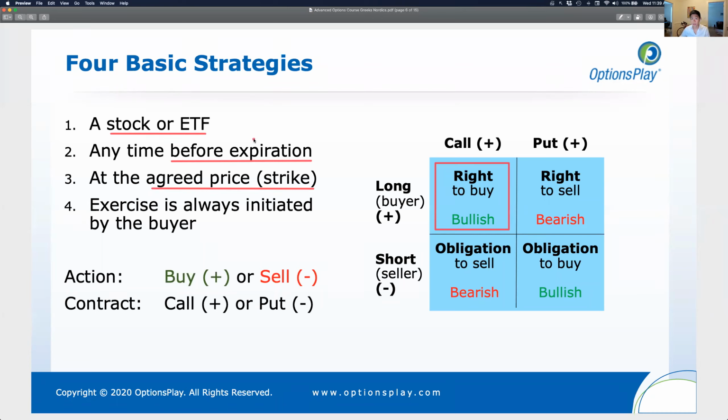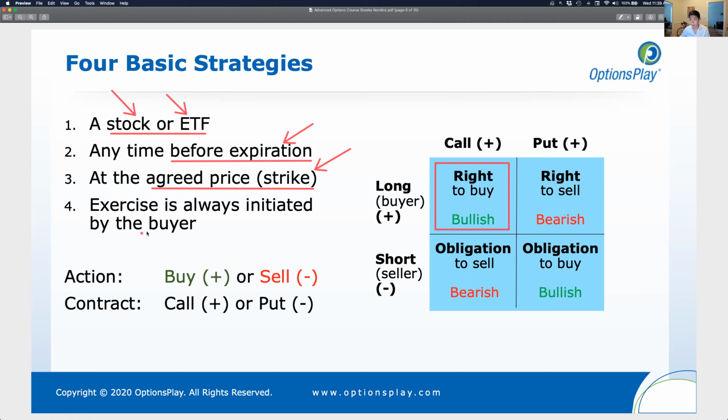So every option contract, generally speaking, has 3 specifications. Which stock or ETF are we referring to? At what time does the option contract expire? And at what agreed upon price can the buying and selling be completed?